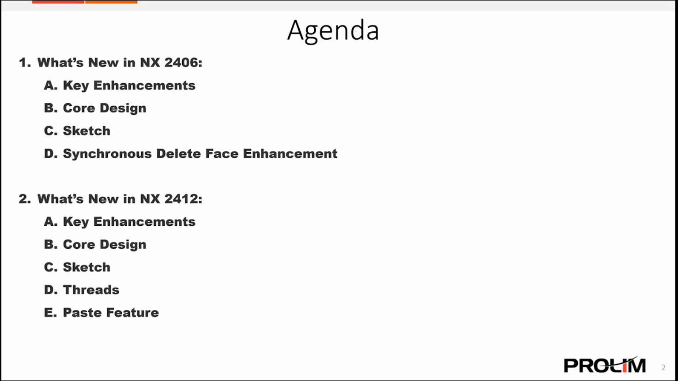So today we're going to be covering what's new in NX, or particularly in NX 24. So I realized we didn't do a 2406, and of course recently Siemens just released NX 2412. So it's going to be a mix of both of them. So we're going to go over some of the key enhancements in 2406, some of the core design, some of the sketching enhancements, as well as the synchronous delete phase, all for 2406. And then we'll go into what's new for 2412, and that'll also include some of the key enhancements, the core design, the sketch, the threads, and the paste feature, which are two new enhancements that they've made.